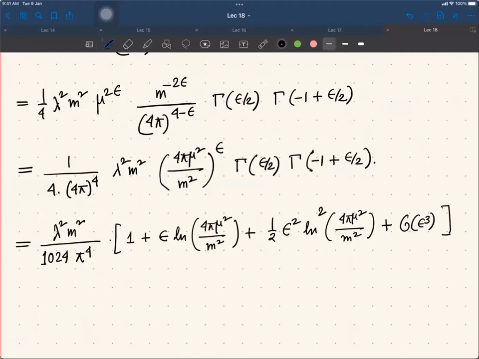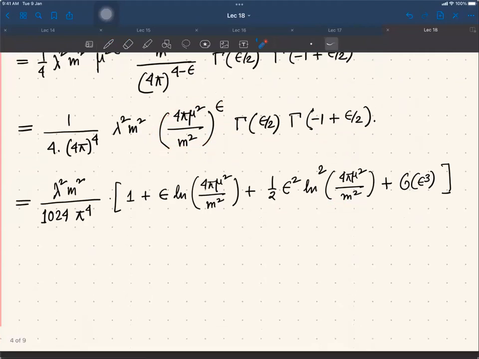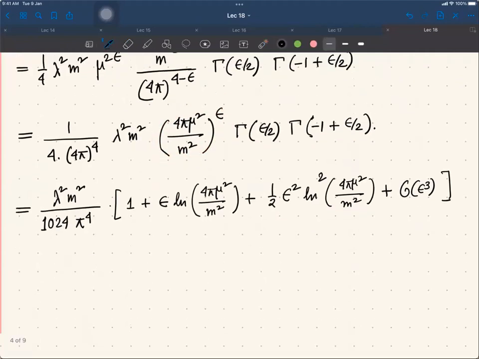Since we have two gamma functions, each having a pole, the negative power of epsilon will be 2, and in order to get an order 1 result, we have to expand this one up to epsilon square, which is why I have done that in this case. So the first gamma epsilon by 2 will be expanded as 2 over epsilon plus psi 1 plus epsilon by 4.